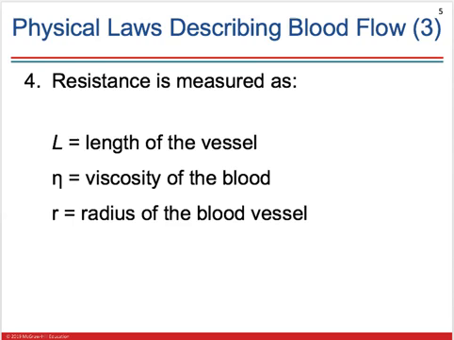So resistance is a little bit more complicated. A variety of different components contribute to resistance. One is L, the length of the vessel. The other is this symbol called eta. This is the viscosity of the blood, how thick the blood is. Oil, for example, is thicker than water, has a greater viscosity. Grease has a greater viscosity than oil. This is what is meant by that term. And then R is the radius, the diameter, in a sense, of the blood vessel.